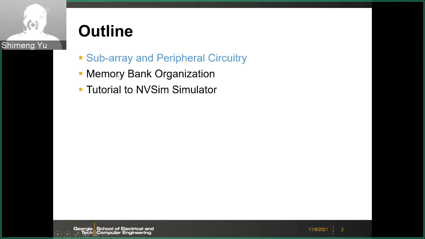And then we'll talk about the memory bank organization. And finally, we will introduce the NVSim simulator, which is a simulator to perform the design space exploration for the emerging non-volatile memories. And you are going to use that to do your homework.